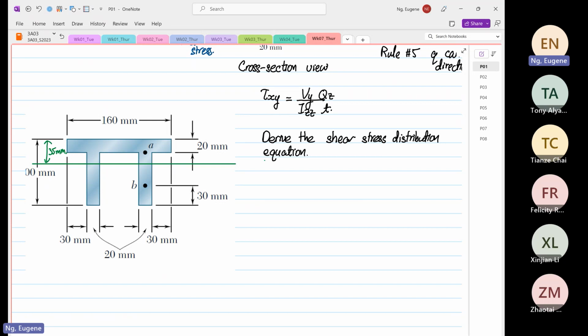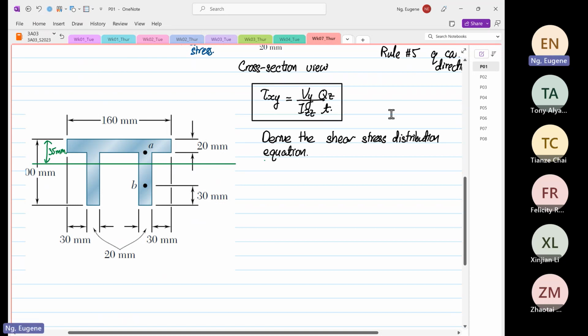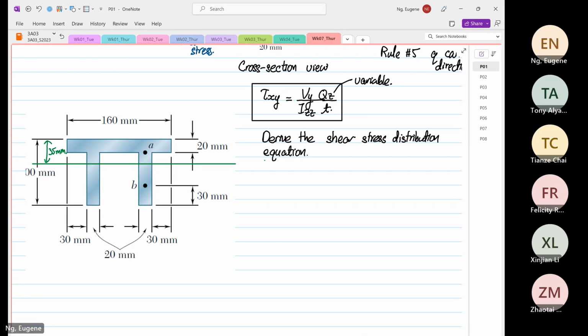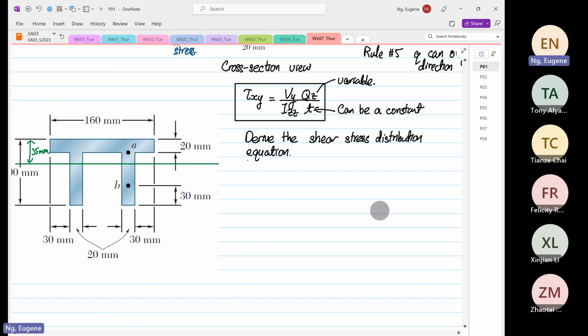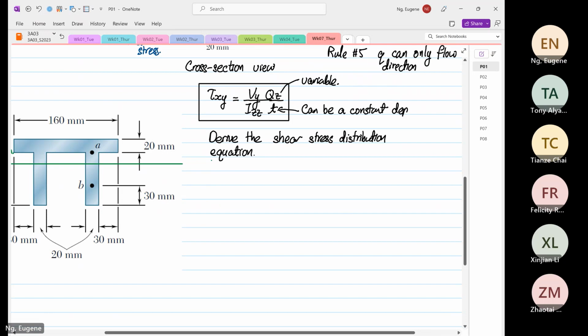Now, by looking at the equation that I'm putting in a box now, we know Qx is always a variable. However, t can be a constant dependent on the section.